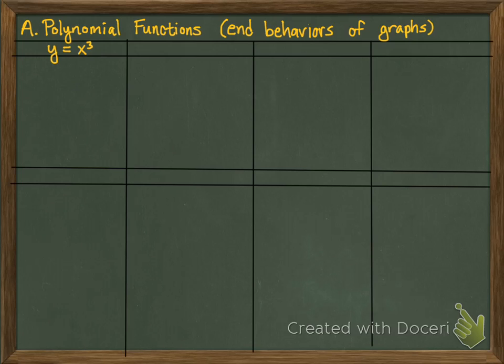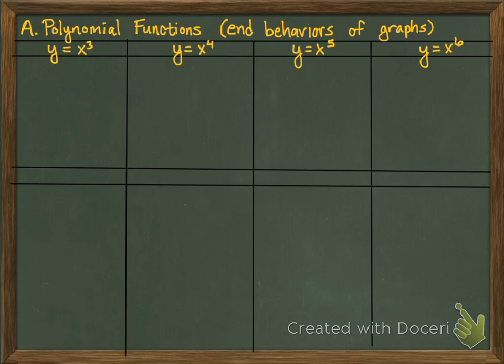What matters most is the very first term, which will be the term with the highest exponent. So we're going to take a look at what we call the end behaviors of these graphs. So y equals x cubed, y equals x to the fourth, y equals x to the fifth, and y equals x to the sixth. The whole idea is if we can look at these four, then you can predict what graphs after this will look like, such as y equals x to the seventh, x to the eighth, x to the ninth, and all that stuff.